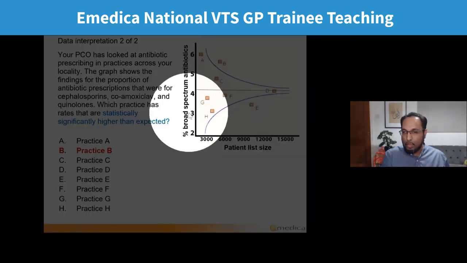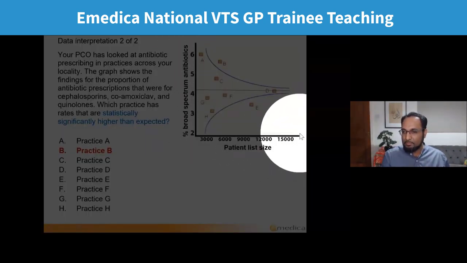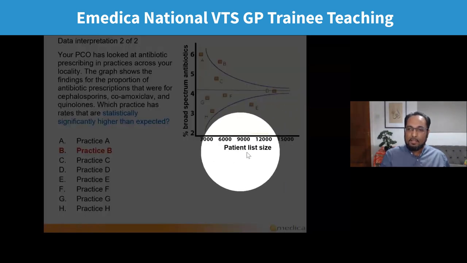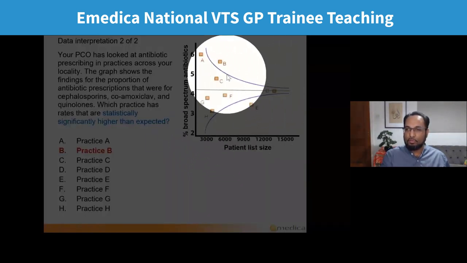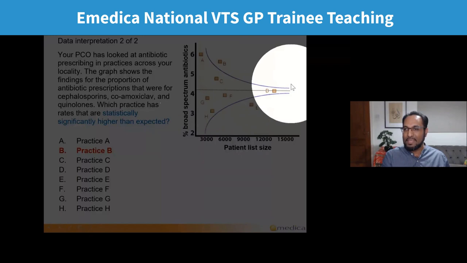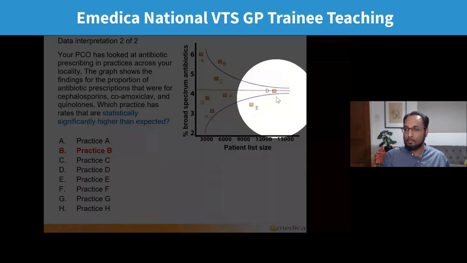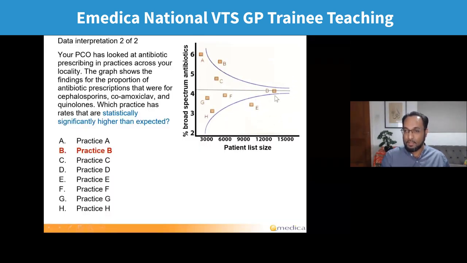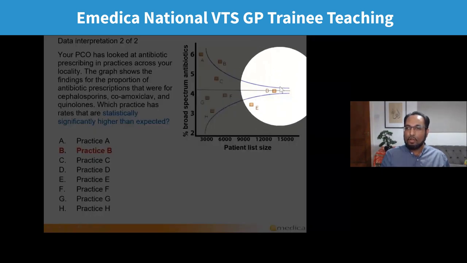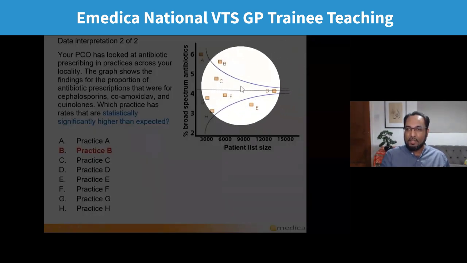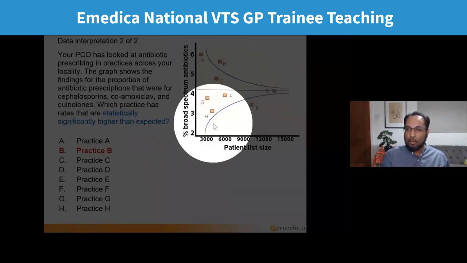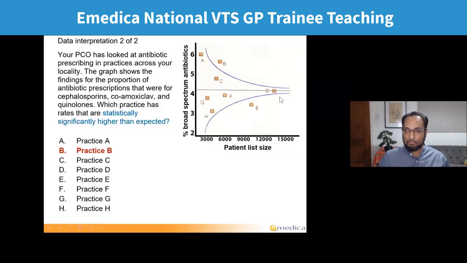As you get to a larger practice, the data becomes more accurate. These blue lines are the 95% confidence intervals. This dashed line is the mean. So you can see practice D is right on the mean. It's a big practice, so we'd expect it to be near the mean. Okay, so for it to be statistically significant, it's got to be outside of the blue line. Why? Because the blue lines are the 95% confidence intervals.